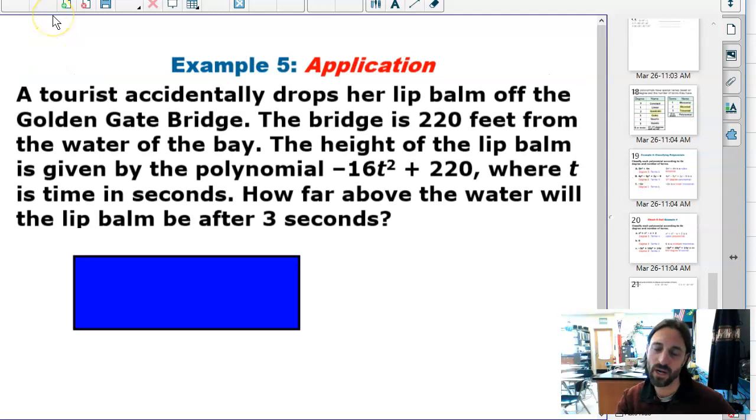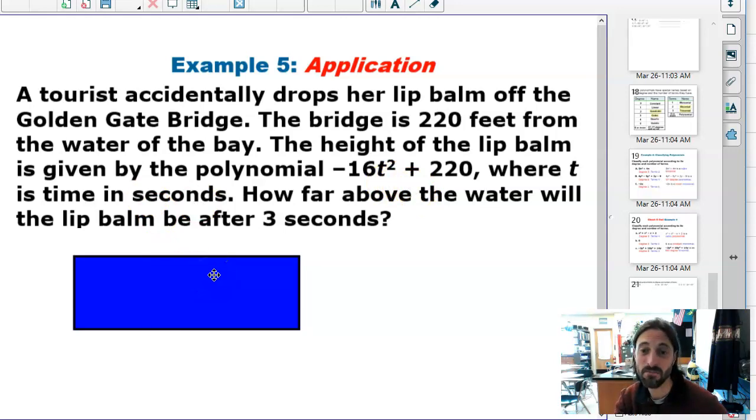I got to wrap up with one example because the word problems are where life's at. We're talking about dropping lip balm off the Golden Gate Bridge. Shame on that tourist because that's littering and it's going to cause marine debris. But it gives you an equation here. It says the bridge is 220 feet up from the bay. The height of the lip balm at any given time is given by the polynomial negative 16t squared plus 220, where t is time in seconds. So how far above the water will the lip balm be?